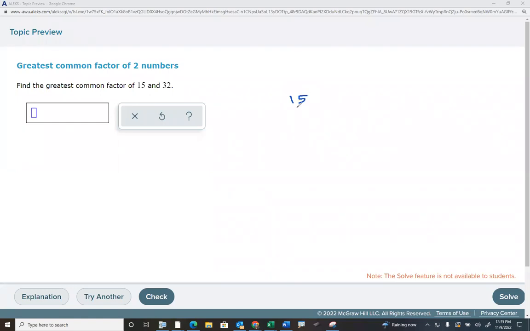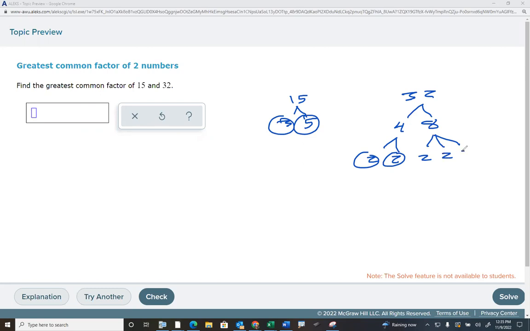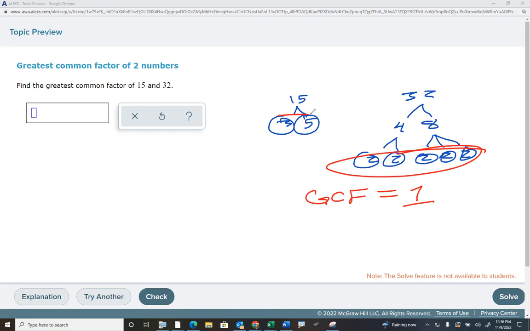Okay, 15 is 3 and 5, both prime. 32 is 4 and 8. 4 is a couple of 2's, and 8 is 3 2's. So what do they have in common for prime factors? Nothing. When that's the case, the only thing that divides into both is 1. So if the GCF is 1, that means you've got nothing here and here that's common. Okay, that's cool. Let me try something with just a little more zip to it.